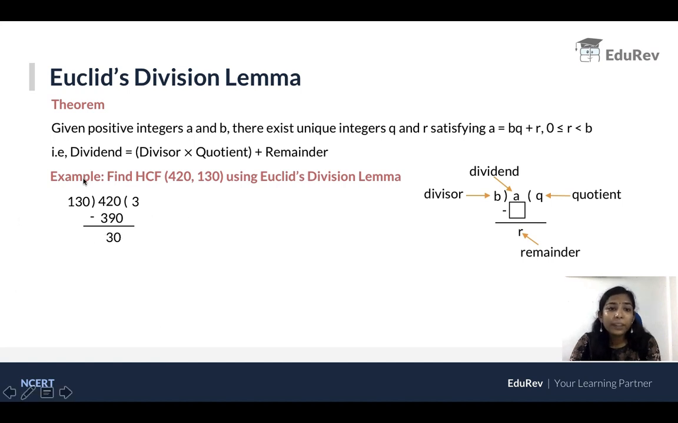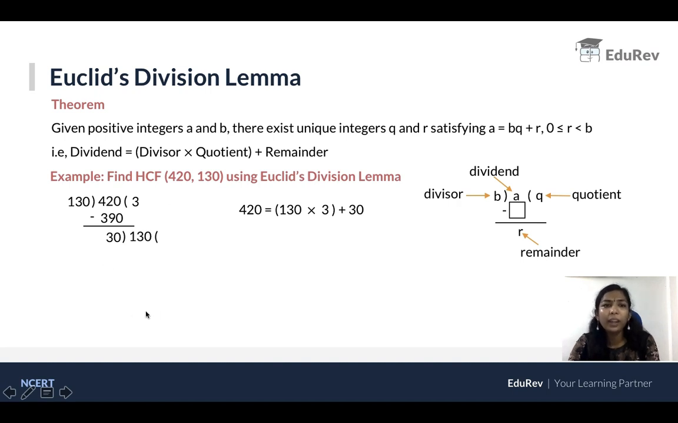But how do you represent this in the Euclid division lemma form? Simply 420 is equal to 130 into 3 plus 30. Right? Now I have to continue this process again. But my divisor and the dividend get changed. So what will be my divisor now? My divisor will be the remainder that I got. And what will be my dividend? That is nothing but the divisor in the previous step. So here 30 will be the divisor again and the 130 will be the dividend.